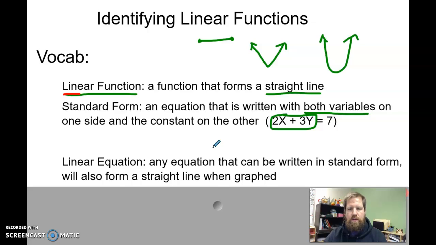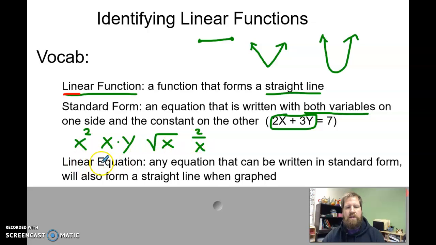There are also a few special cases that would make it so that this wasn't in standard form, and that we could tell wouldn't be a linear equation. Those cases are basically anything weird. If we have an exponent on one of our variables, it will not be a linear equation. If we are multiplying or dividing our variables instead of adding or subtracting, it's not going to be a linear equation. If we have a radical, we're taking the square root of one of our variables, or if we are dividing by one of our variables, none of these situations will give us a linear equation.